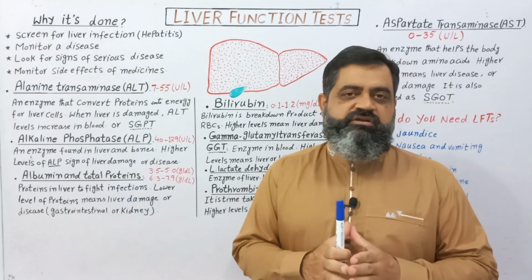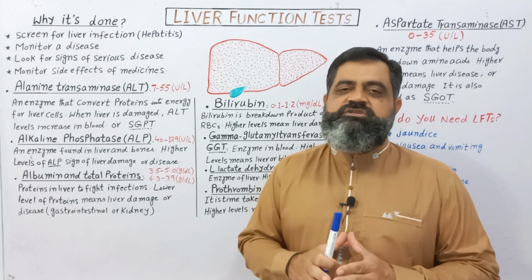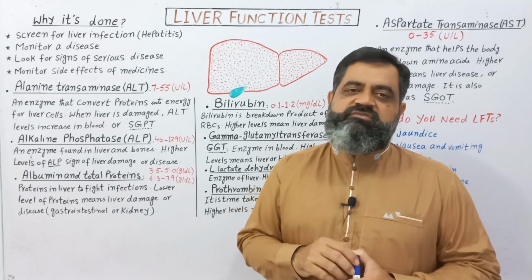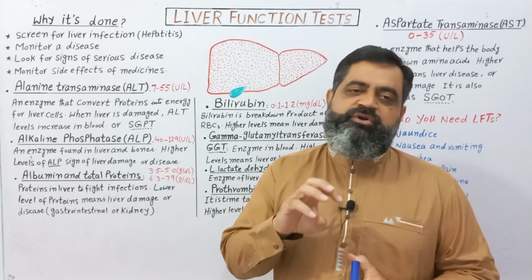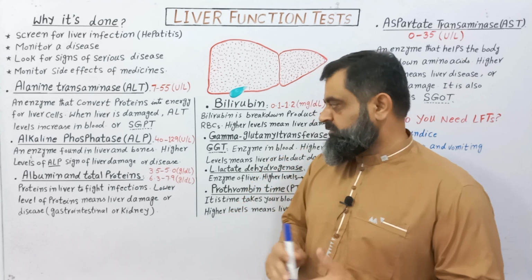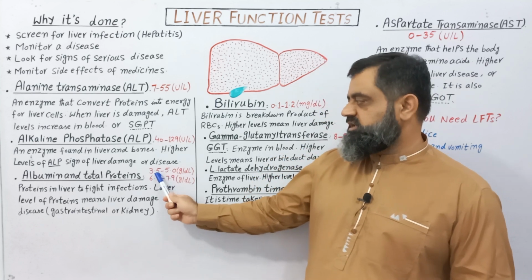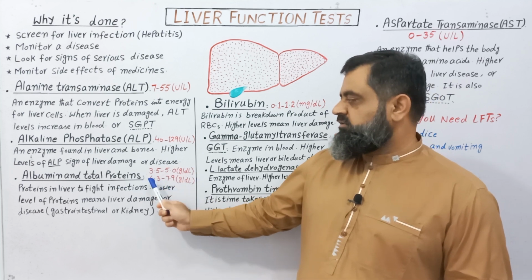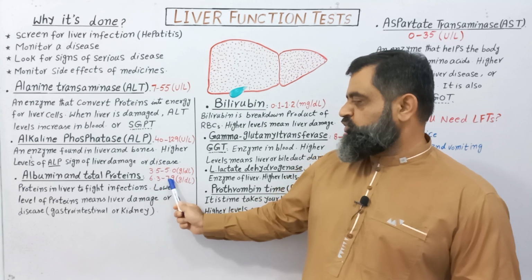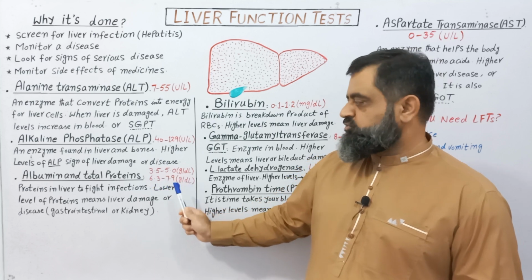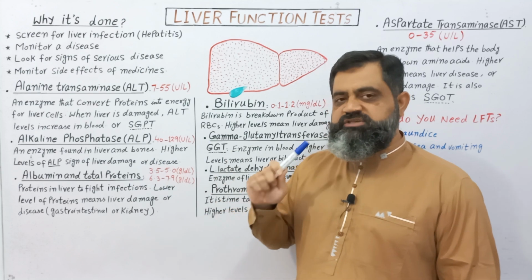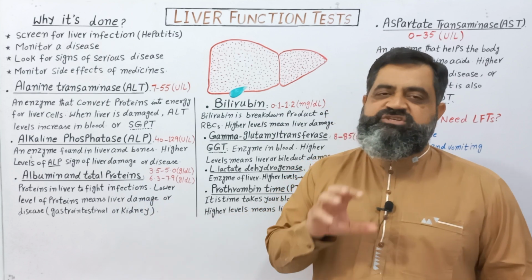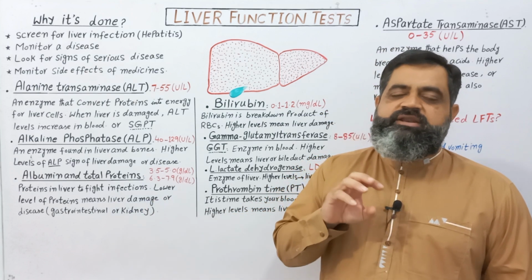If there is an infection due to some viruses, bacteria or some other organism, the level of these proteins decreases in the body, which is a sign of liver damage or some serious illness. The normal range of albumin is 3.5 to 5 grams per deciliter, and total proteins 6.3 to 7.9 grams per deciliter. If the amount of these proteins is lower in the blood, it is a sign of liver damage or any gastrointestinal infection or kidney infection.